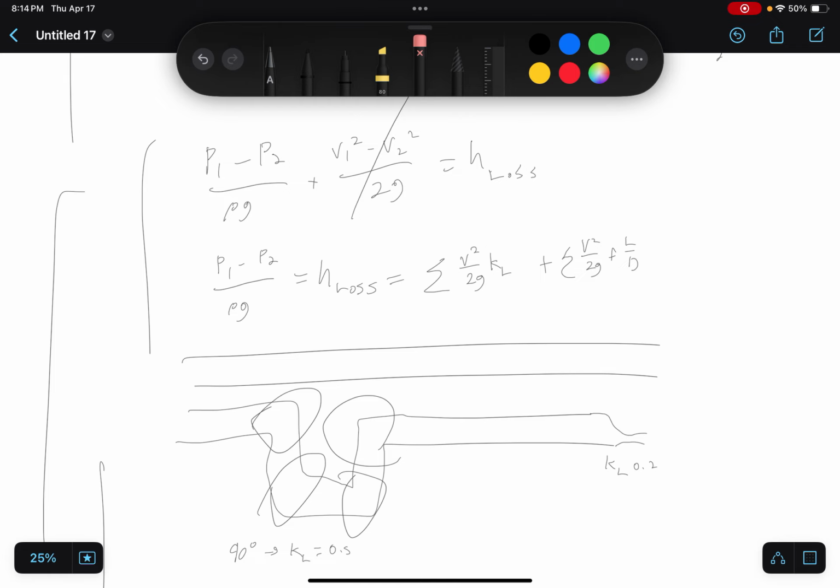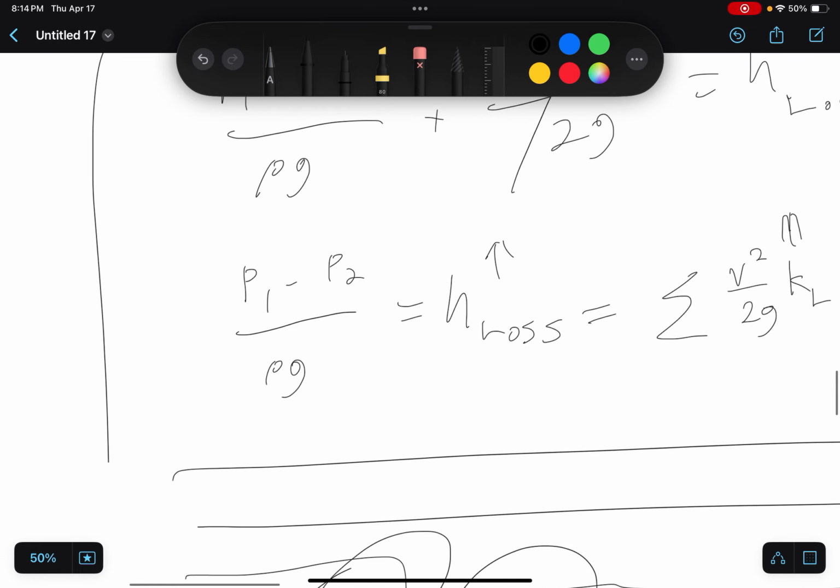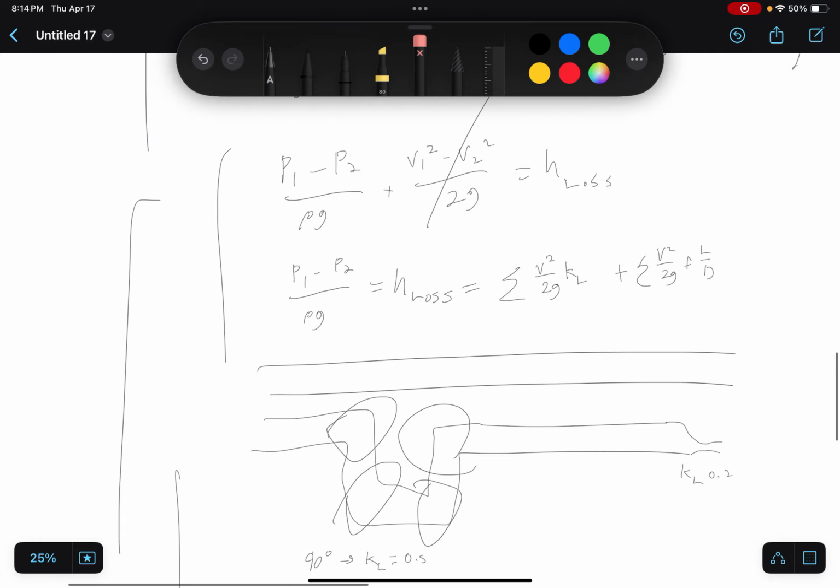which means your H loss increases, which means the difference between these two terms has to increase. Between pressure 1 and pressure 2 has to increase. Likewise, and I'll get to the significance of the difference between pressure 1 and pressure 2 in a second.